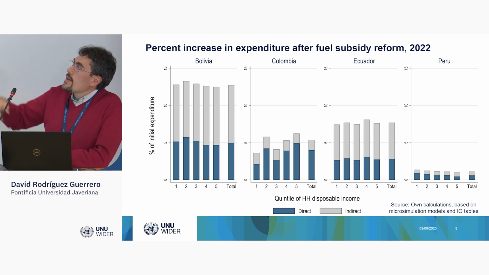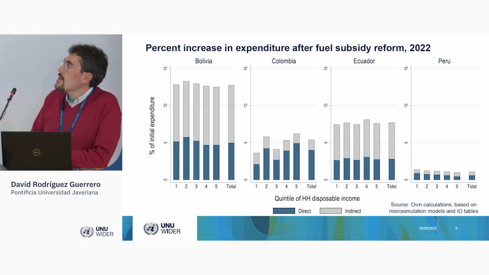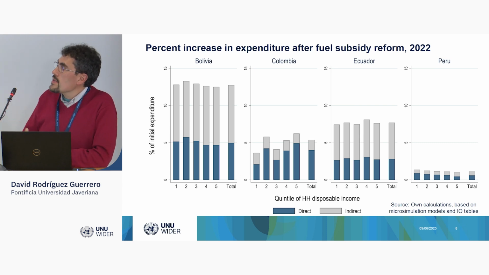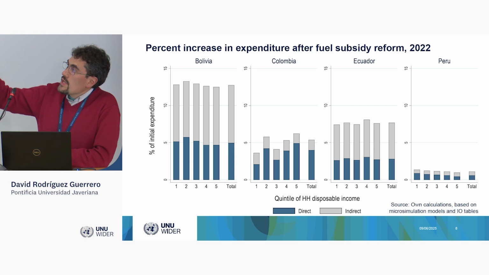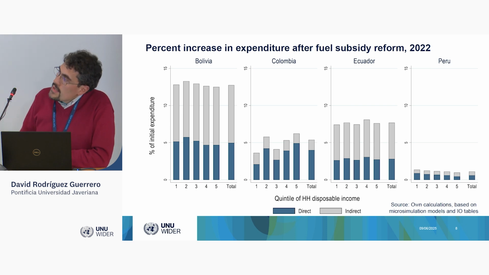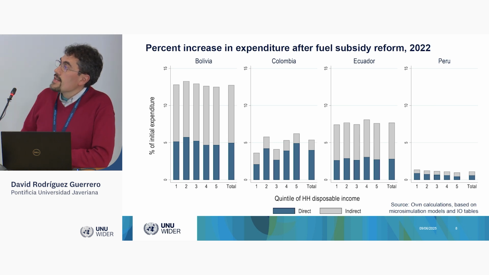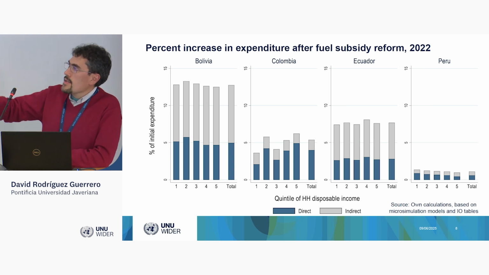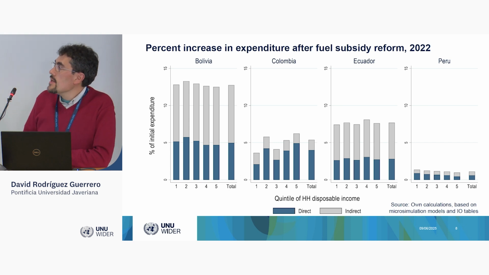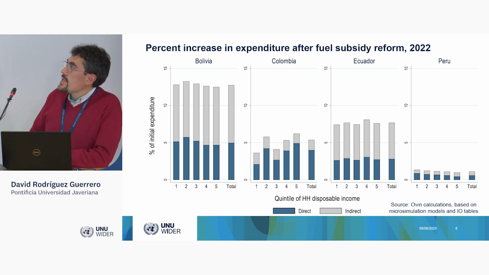So we see very different results. For instance, the blue bars are the direct effects, the gray bars are the indirect effects, and we see that it changes a lot between countries, and also the direct and indirect effects are different within each country. For instance, the total effect in Bolivia is going to be a 10 to 12% increase in expenditure. Remember that the quantities are fixed. So the idea is that 12% is going to increase the value of expenditure. In Colombia it is less, and we don't see a pattern there. And in Ecuador the effect is a bit lower.